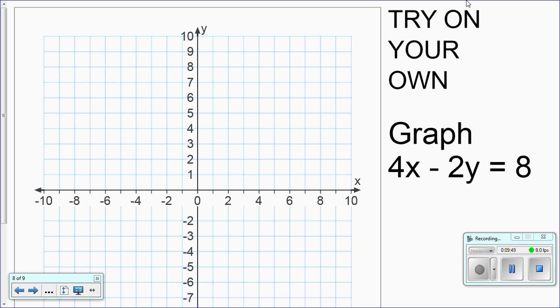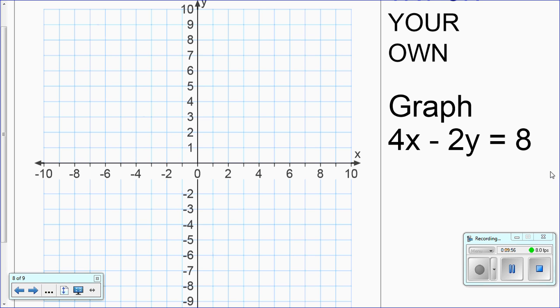So let's go ahead and do this last one. It's the try on your own. Yeah, try on your own. So you're going to graph this, alright? 4x minus 2y equals 8.